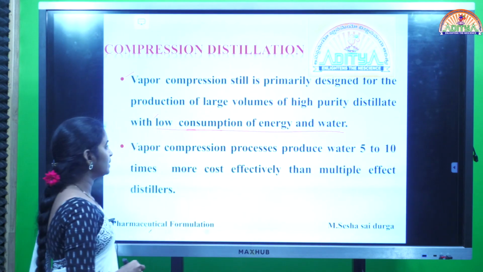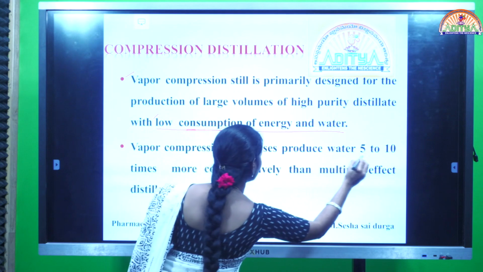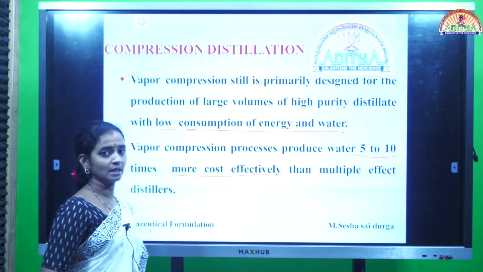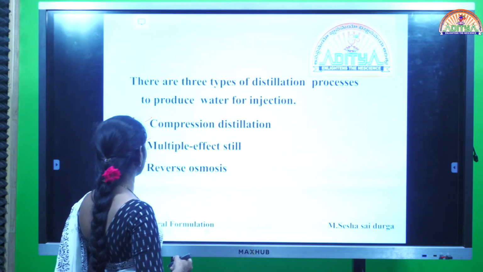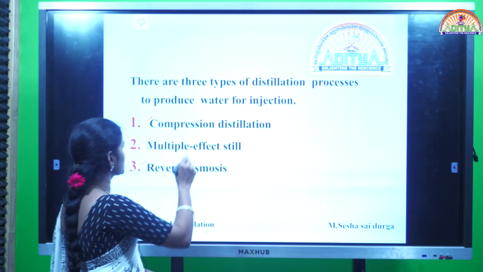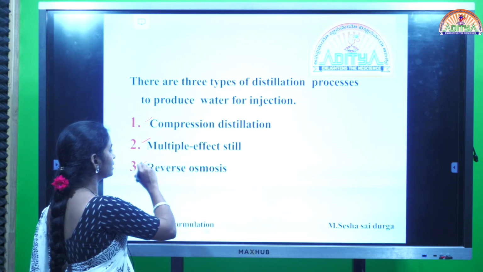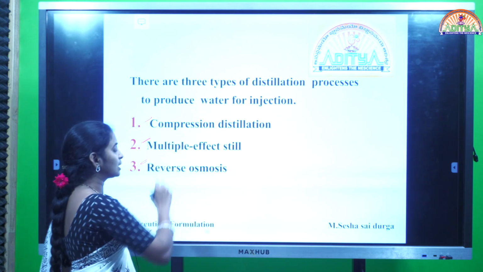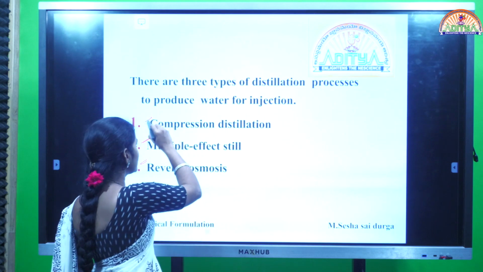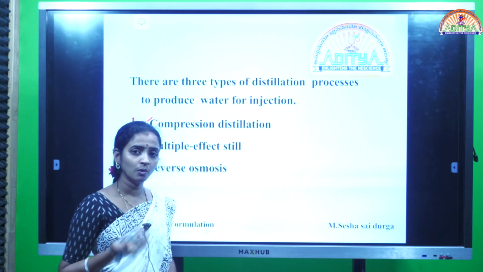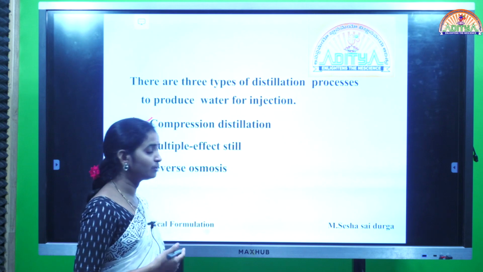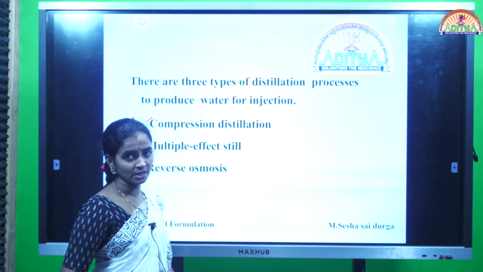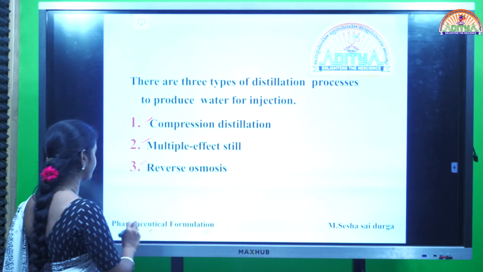And next one, vapor compression processes produce water 5 to 10 times more cost effectively than multiple effect distillers. I already said to you we have three types of distillation processes here. First one compression distillation, second one multiple effect, third one reverse osmosis. If you are comparing the first two, compression distillation and multiple effect still, in this compression distillation we can prepare 5 to 10 times more effectively the purified water, nothing but water for injection. So economically this first one is the best one comparing with the second one.